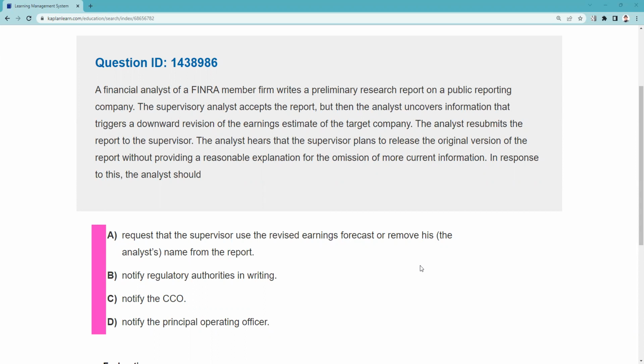This comes from our Reddit community. We have a Series 24 910 Reddit community. This is QID 1438986.